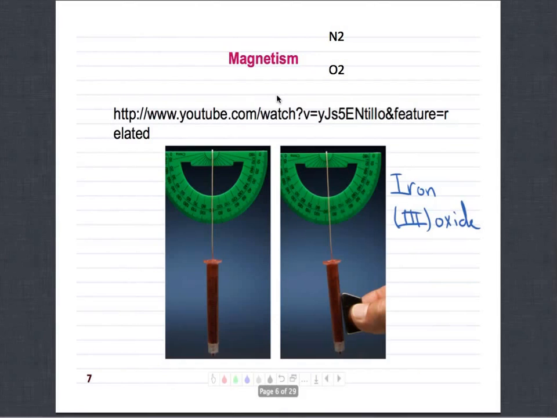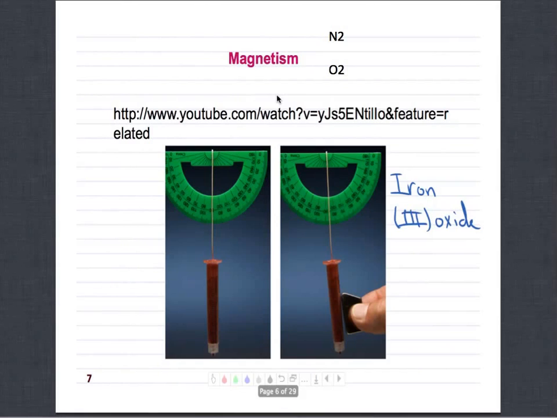Okay? Another example is the one in here. We have iron oxide, and we're going to figure out today that iron is 3 plus. That means when iron loses 3 electrons, it's going to be paramagnetic, and this is why this iron oxide is attracted by the magnet.